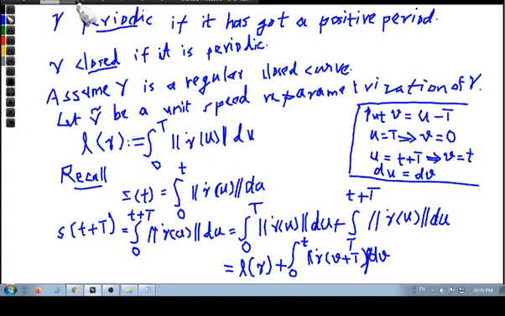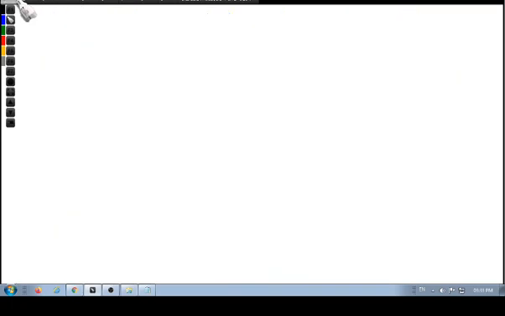Is it not there? I think I erased it. Yes. So let us draw a fresh diagram.